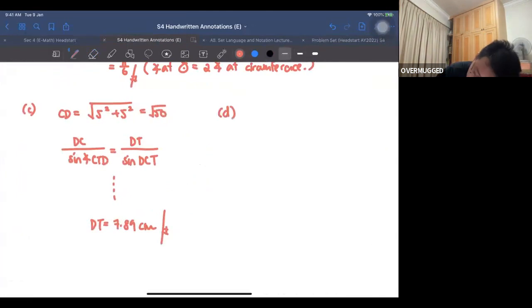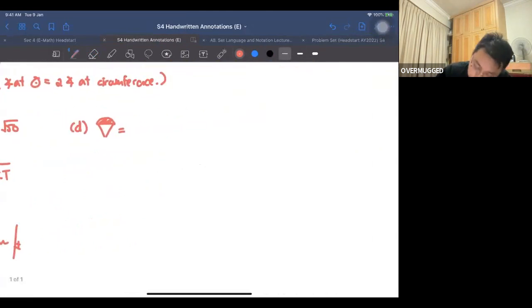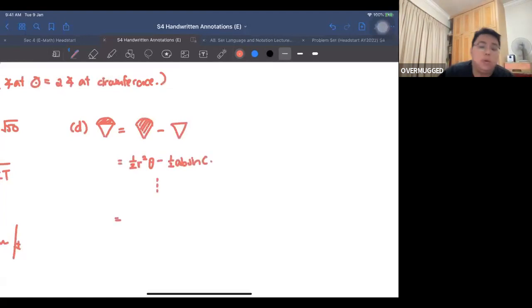For part D, if you're looking for the leaf, this is a common shape that I call the leaf, or the tip of an ice cream cone. How do you find the tip of the ice cream cone? It's the whole sector minus the triangle. So the sector is half r squared theta, and the triangle is half ab sine c. If you do it correctly, just following this working, you'll get the final answer, which is 0.295 cm squared.